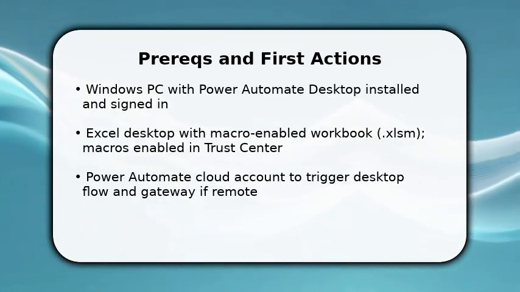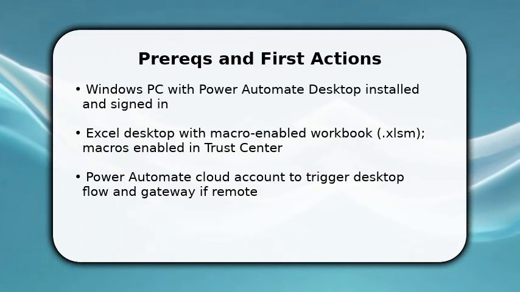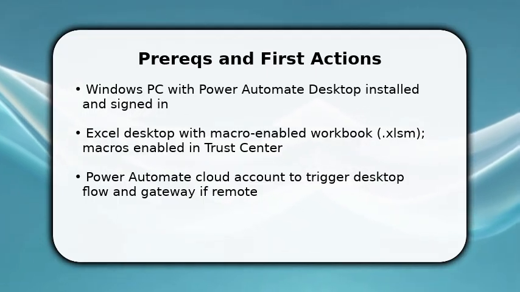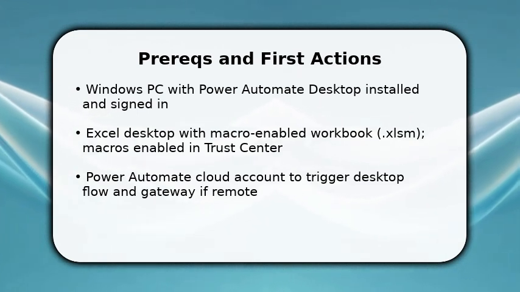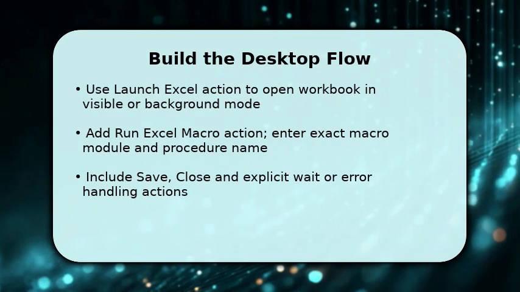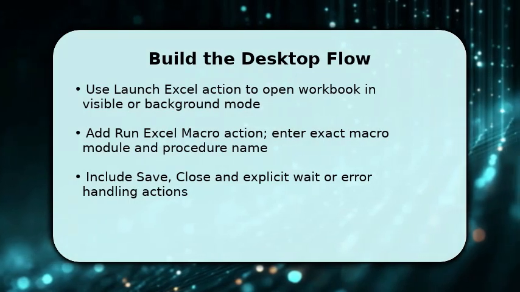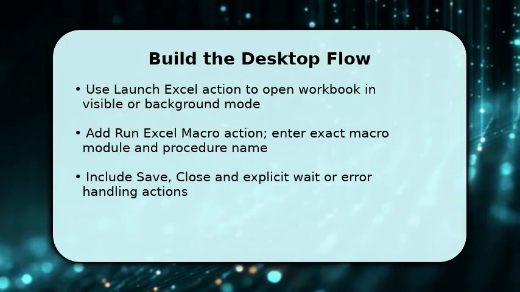This is the only reliable path to execute VBA from Power Automate. Begin by recording or adding actions to open Excel and the target workbook. Next, add the core actions. Use Launch Excel to open the workbook and select the correct instance.